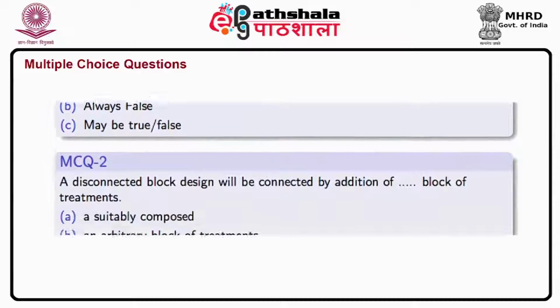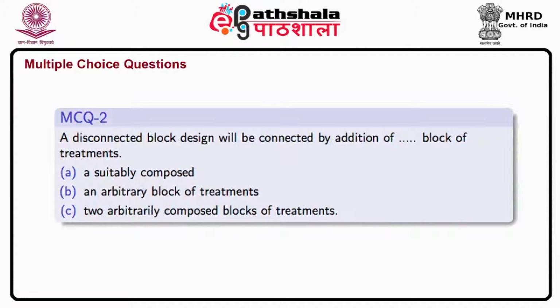The second question is, a disconnected block design will be connected by addition of a block of treatments, fill up the blanks. The options are a suitably composed block of treatments, an arbitrarily composed block of treatments, 2 arbitrarily composed blocks of treatments. So which one will be right? Let's try to understand. A disconnected block design. So to start with, the design is disconnected. What does that mean? The treatments cannot be put together in one single equivalence group. So you have patches of treatments. These are the treatments in one group.